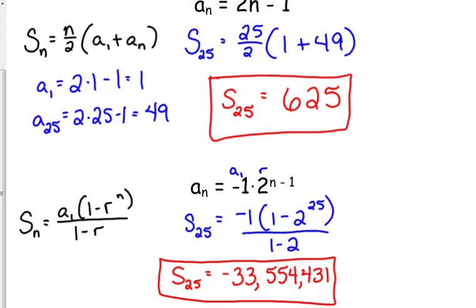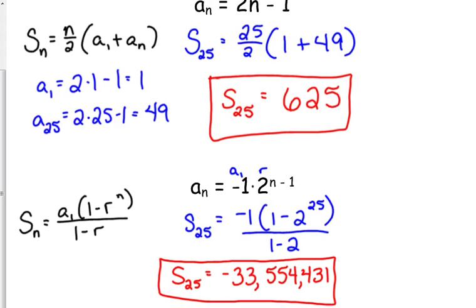But if you think about this sequence, the ratio is 2. When you start multiplying by 2s, it starts getting pretty big pretty fast. And we're adding up 25 terms, so it kind of makes sense. We're multiplying by 2 every single time. Those numbers are going to start getting bigger and bigger and bigger.